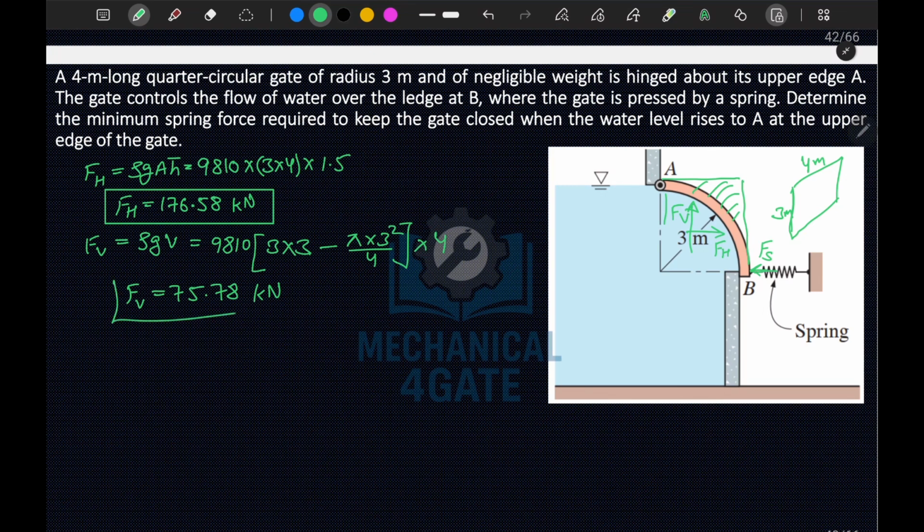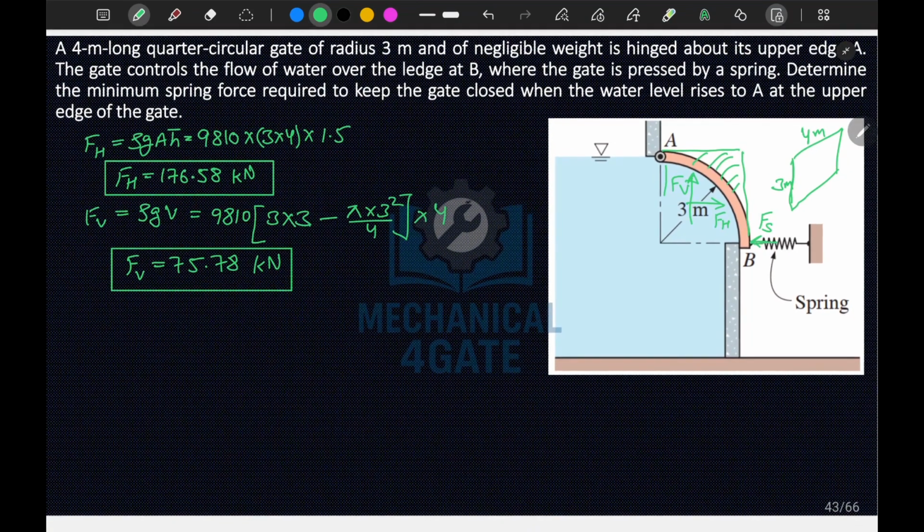Okay, so we have calculated our FH and FV. So if we calculate your distance from A also, let's say this distance is your X and this distance is your Y.